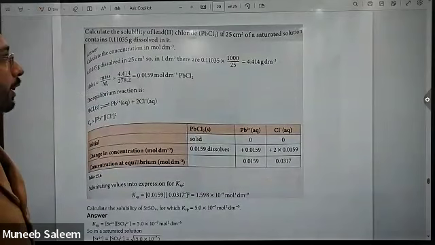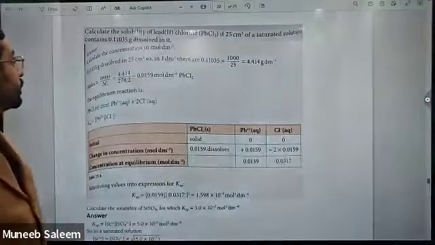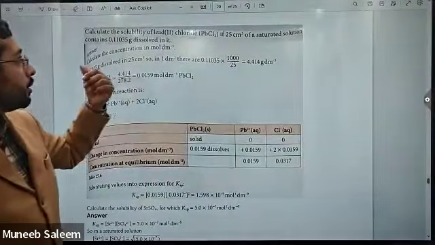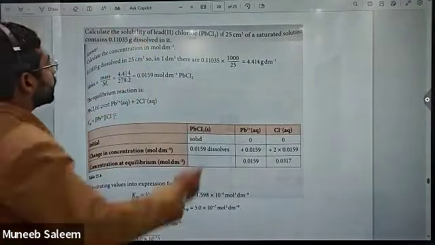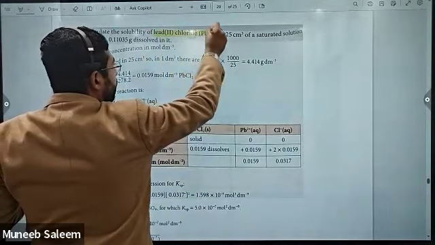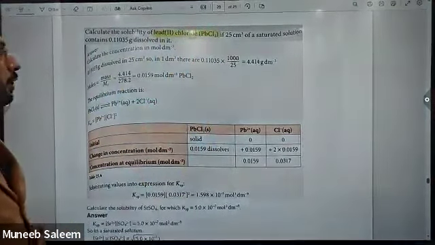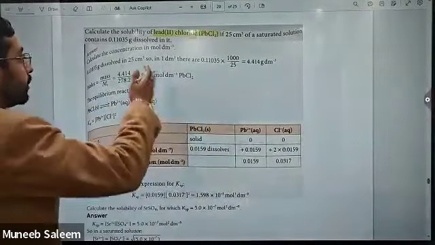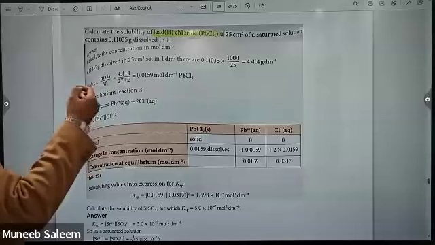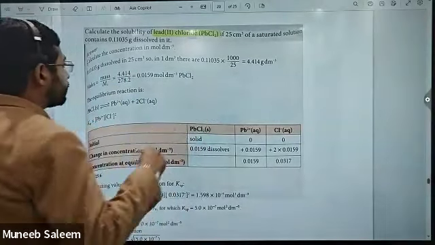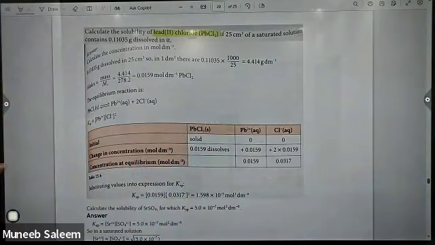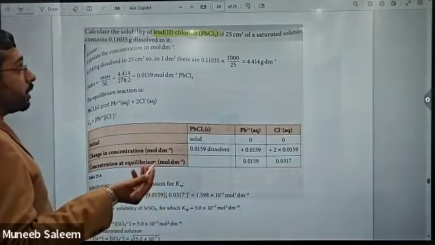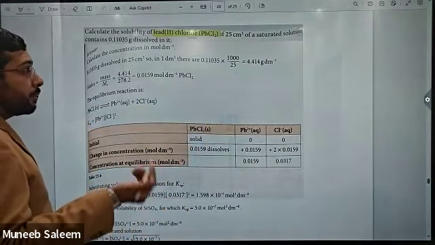Calculate the solubility of lead chloride if a 25 cm cubed saturated solution contains 0.11035 gram dissolved in it. Okay, here we have lead chloride as a sparingly soluble salt, and we have to calculate the solubility. It is again the same question as before. We have to find the KSP.